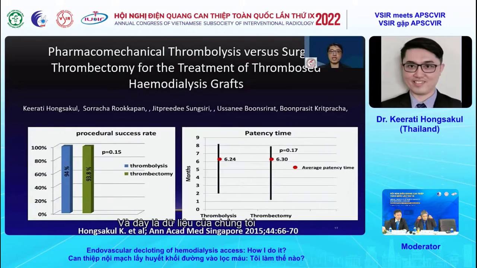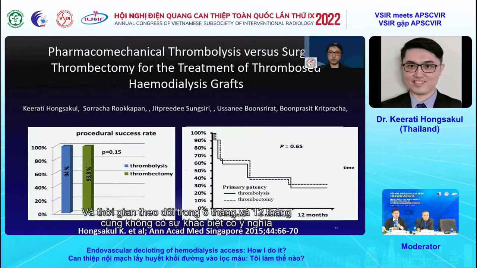And this is our data comparing surgical thrombectomy and endovascular thrombolysis in thrombosed hemodialysis grafts. For procedural success, there is no significant difference between the two procedures, and the mean patency time is also not significantly different, at about 6 months. And the primary patency at 6 months and 12 months is also quite the same.